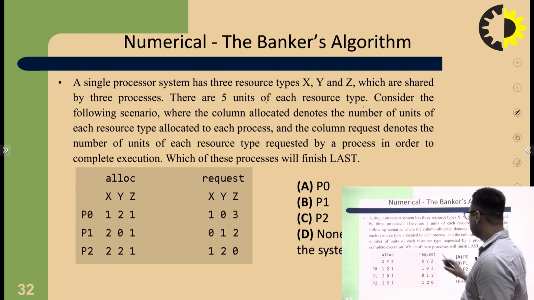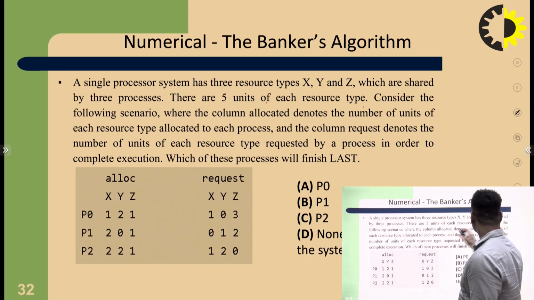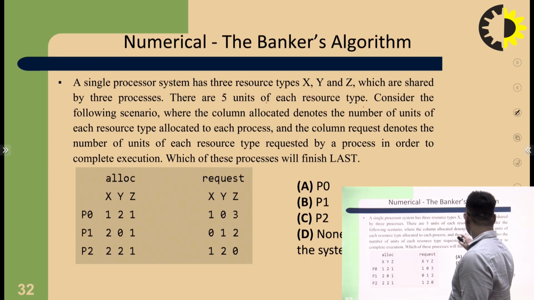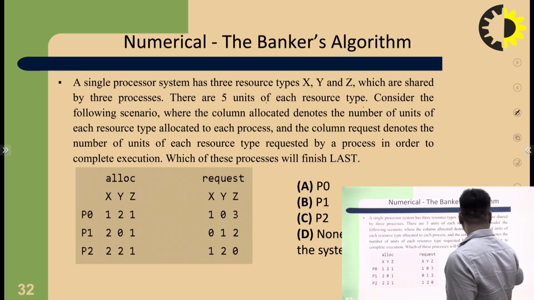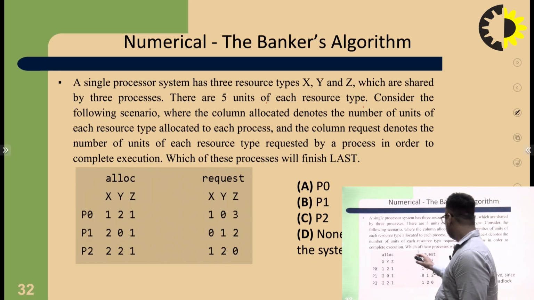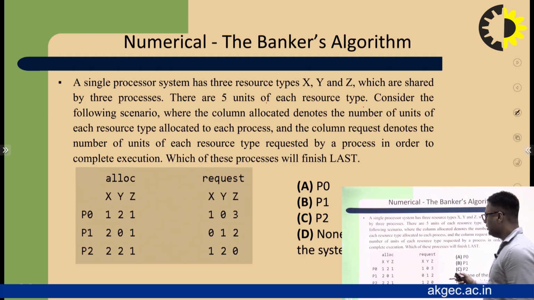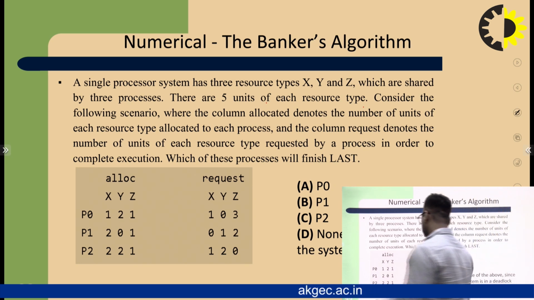Consider the resource types allocated to each process. Consider the following scenario, where the column allocated denotes the number of units of each resource type allocated to each process, and the column request denotes the number of units of each resource type requested in order to complete. Which of these processes will finish last? Here the allocation and request are given.